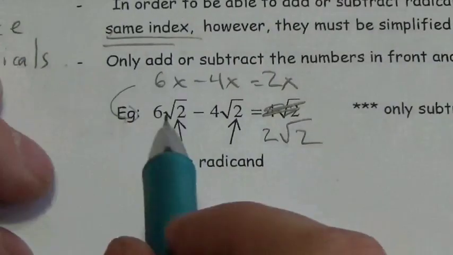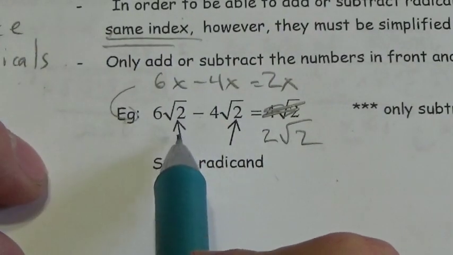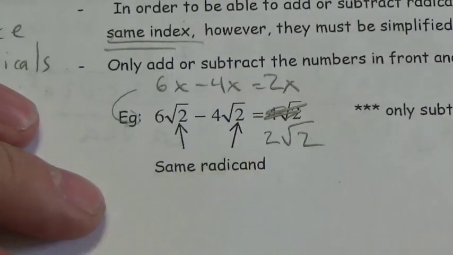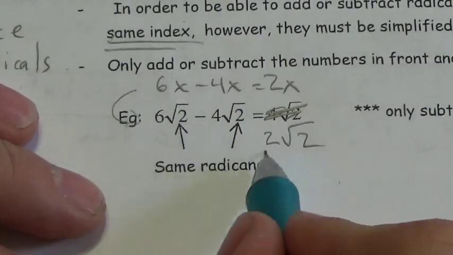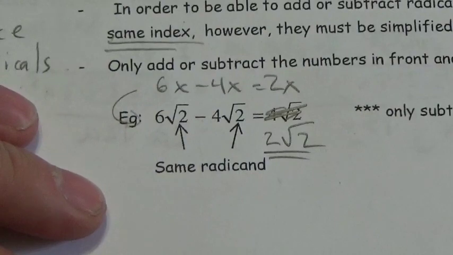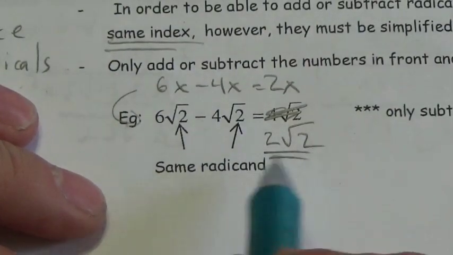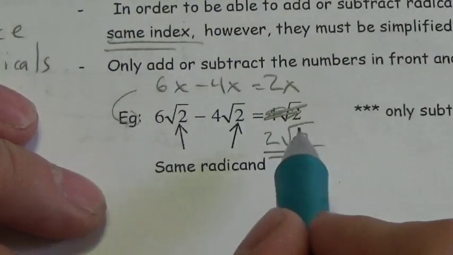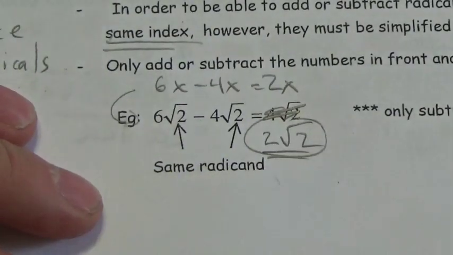Just remember to say this correctly here. 6 root 2's minus 4 root 2's. How many root 2's have I got? 2 root 2's. Okay? I'm not asking you to go beyond that. I'm not asking you to multiply 2 by the root 2. Just write down that that's what that would look like at the end.